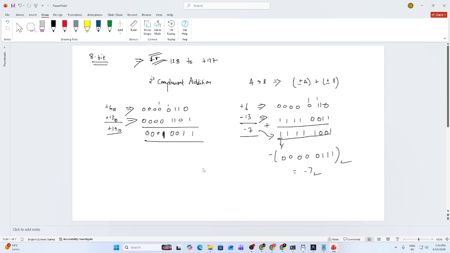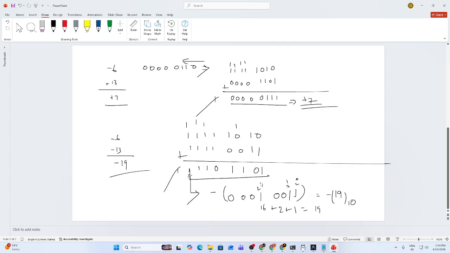So let me consolidate this. If there is any negative number, you want to represent that negative number in 2's complement form and perform addition. So how to interpret the result? If the result is negative, you need to take the 2's complement to get the magnitude. Also, if you get any end carry, you just ignore it. So this is about the 2's complement addition.